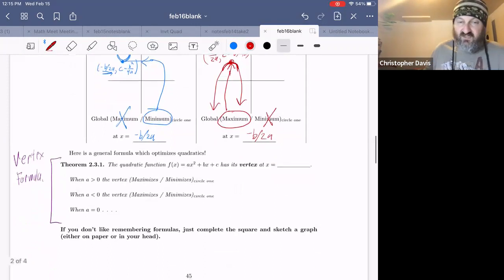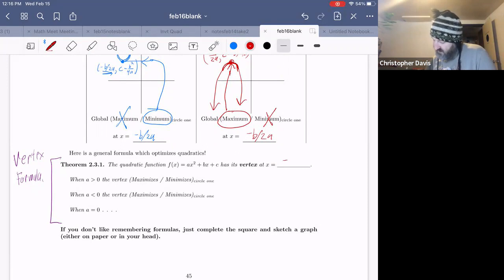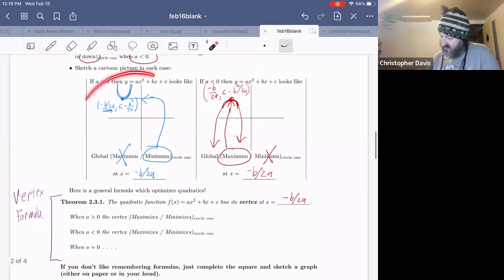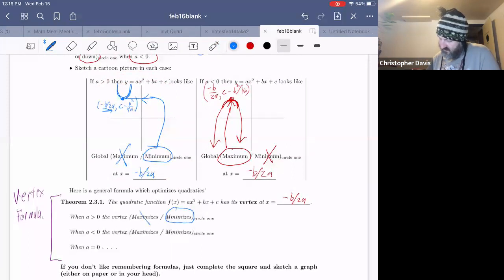And here is the resulting fact, the vertex formula. The quadratic function f of x equals ax squared plus bx plus c has a vertex at x equal to negative b over 2a. When a is bigger than 0, so that's this case, the vertex minimizes. When a is less than 0, the vertex maximizes.